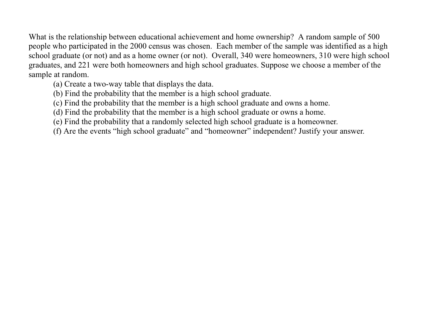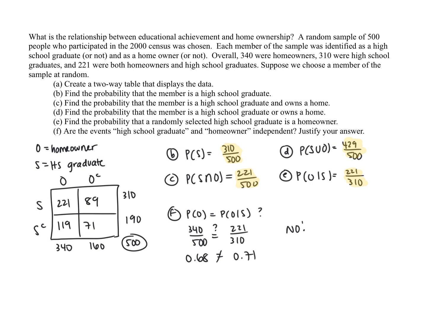Sorry, one thing. I'm going to define variables for us. Let O be that the person is a homeowner, and let S be that the person is a high school graduate. So I want the table, and then for all of the probabilities, not only do I want the fraction, but I also want probability notation, please. So with your group, take 5 minutes, and then we'll come back together. Here's what I got.